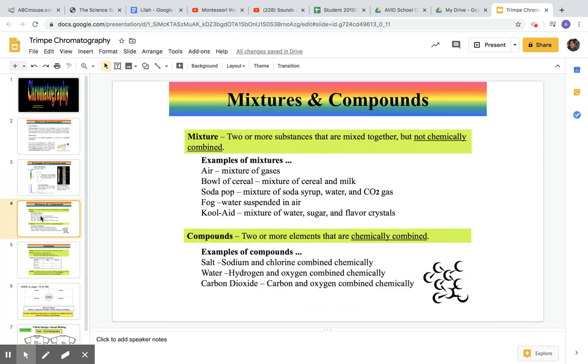For this slide, I want you guys to focus on the differences between a mixture and a compound. So compare and contrast mixture to compound. As long as you understand that, you are ready to move on to the next slide.